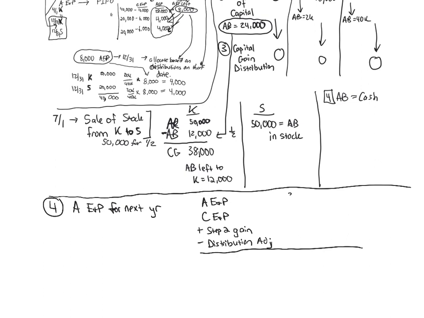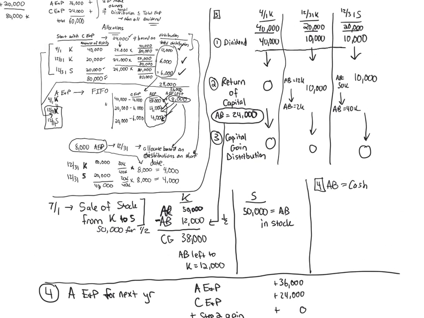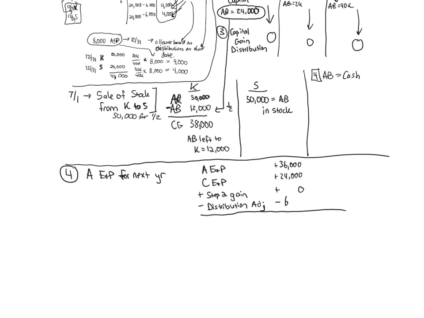So the accumulated EMP given to us is 36,000 positive, right? Current EMP is 24,000 positive, plus step 2 gain minus distribution adjustment. The distribution adjustment in a cash distribution equals the amount of dividend to all shareholders. So 40,000 plus 10,000 plus 10,000 is $60,000. The special rule for distribution adjustment only applies if it's a property distribution when the adjusted basis is greater than fair market value. So we have no accumulated EMP for next year, which makes sense. You've used it all up.